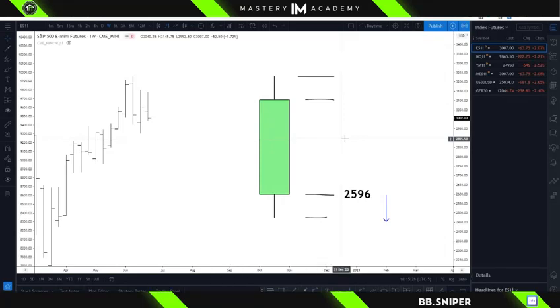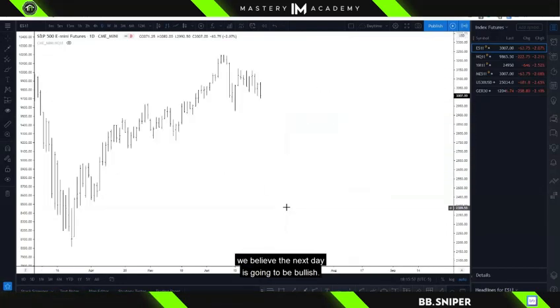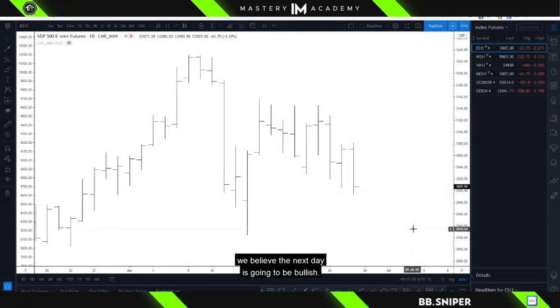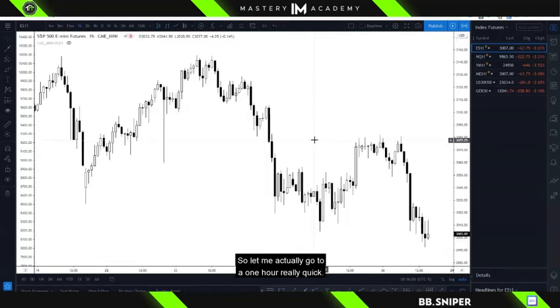intraday trade, okay? In a bullish environment, you want to buy below the opening price, whether it's the daily, weekly, or monthly, okay? So how do we use that? Well, we would have to find an environment. Let's actually take this off now. We have to find an environment where we believe the next day is going to be bullish. All right. So let me actually go to a 1 hour really quick.